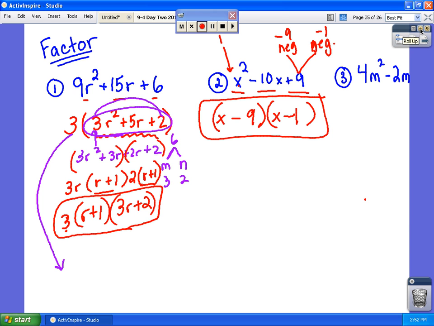Number 3, it's not a trinomial, but you can take out the greatest common factor, which is 2m, and you're left with 2m minus 1. And that is your factored form. Alright, moving on to the next problems.